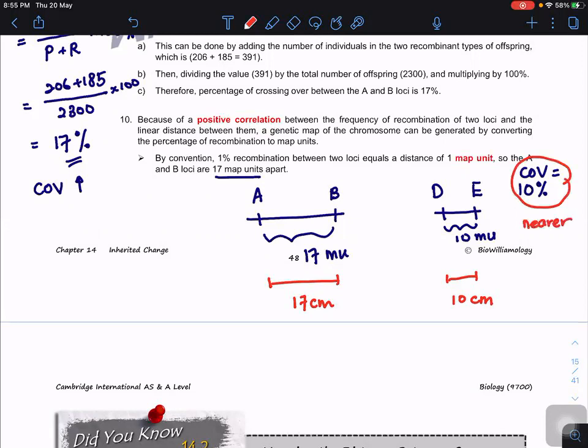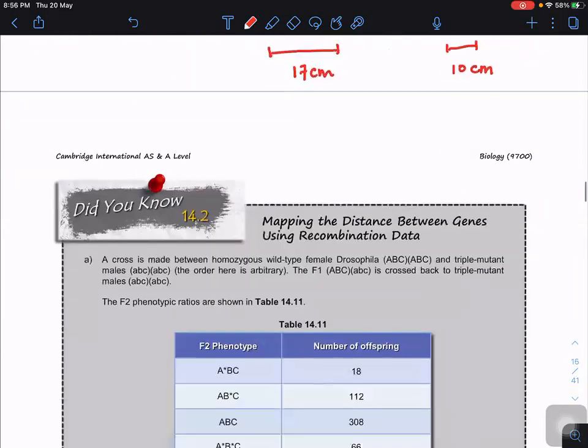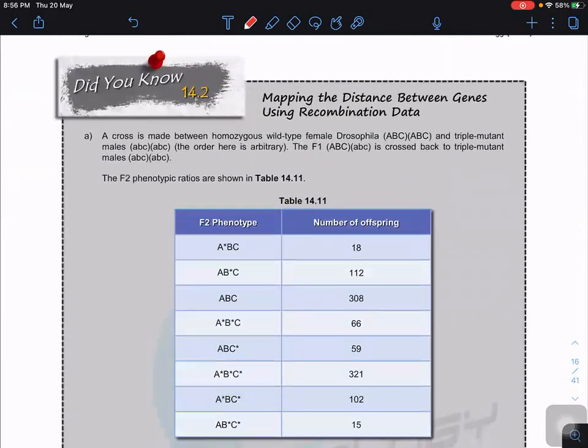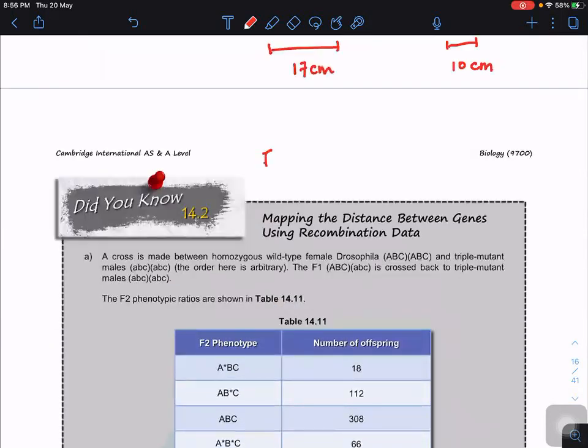So there is a positive correlation between the frequency of the recombinant of two loci, or the crossing over. Therefore, you can convert them into a map unit. So the higher the value, the longer the distance between those two particular gene loci. With this, I've done the crossing over. Now these ones are, if you are interested to know more, you can always come and find me. This is not in our syllabus, just for your information only. You can try to figure it out.